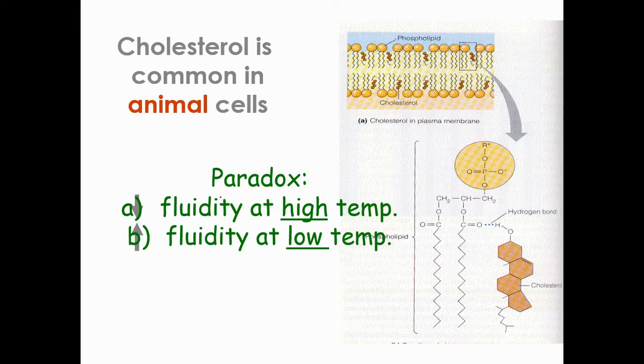So, mo decrease. So, this is decrease ang fluidity. At high temperature, mo decrease ang fluidity. Okay? And then, if low ang temperature, mo increase ang fluidity sa cell membrane. Okay? So, meaning kung low ang temperature, mas mo allow siya og movement. Okay? And then, kung high ang temperature, mas stiff ni siya. Okay? So, that's why it's called a paradox.